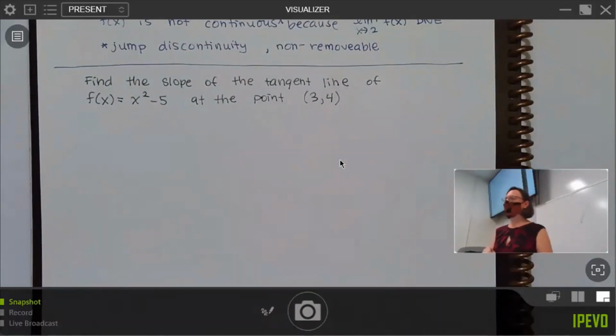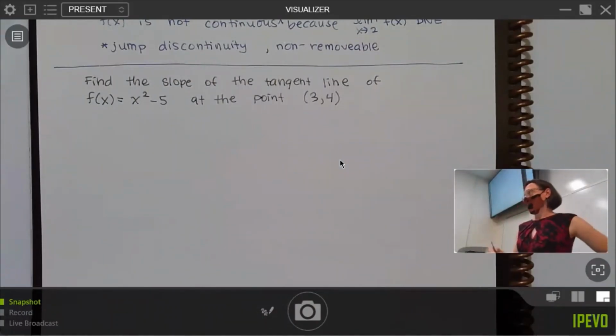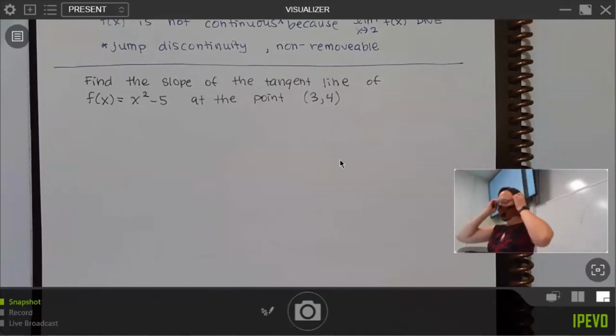And for those of you that were hanging out with me on Tuesday, I choose to use h and not delta x because my delta x's start to look not a whole lot like deltas or x's after a bit.